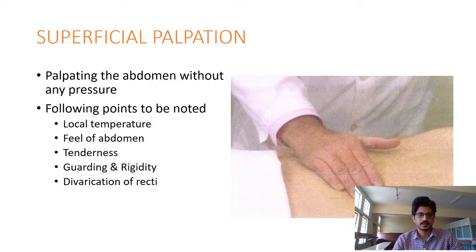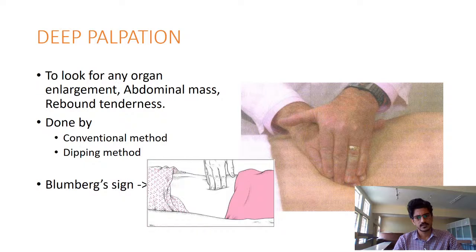Superficial palpation is palpation of the abdomen without any pressure, just to know any local rise of temperature, what is the feel of the abdomen, whether the abdomen is rigid or not, tenderness, guarding, and any divarication of recti. So superficial palpation is basically to know whether the patient is having pain over a specific region, and local rise of temperature. This picture shows the superficial examination of the abdomen.